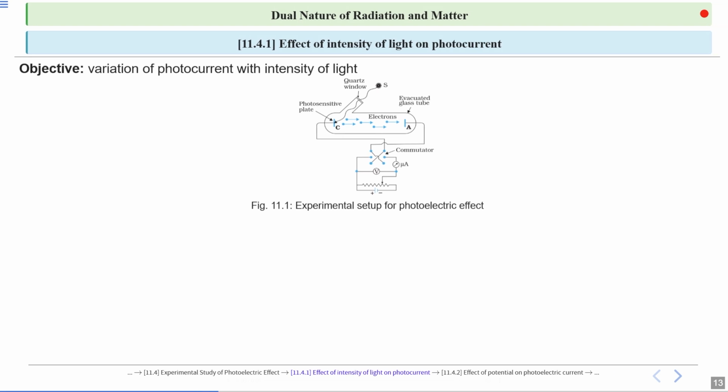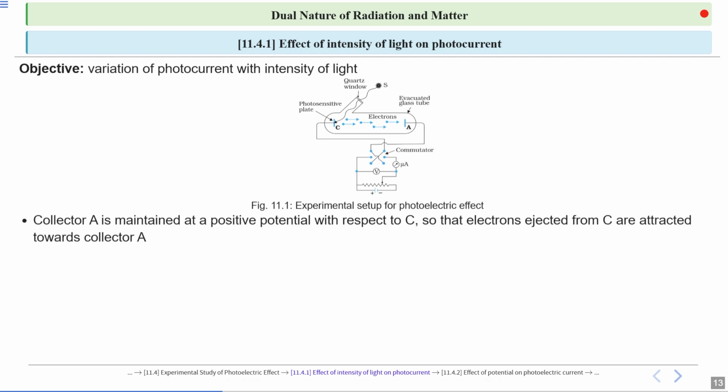So let's look at how the photocurrent changes when we vary the intensity of light in the photoelectric experiment. Here is the experiment setup. We have a cathode C and a collector A, with light shining on the cathode. The diagram shows how everything is connected. Remember, the photocurrent is the electric current produced when the light causes electrons to be ejected from the metal surface. So, collector A is maintained at a positive potential with respect to C, so that electrons ejected from C are attracted towards collector A.